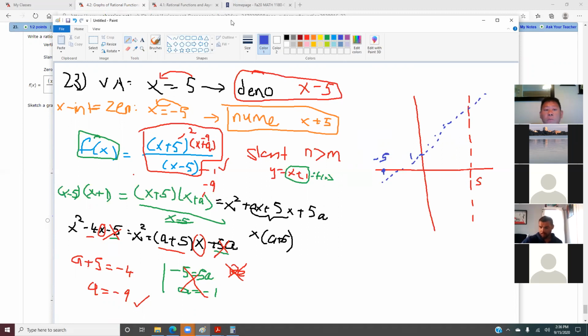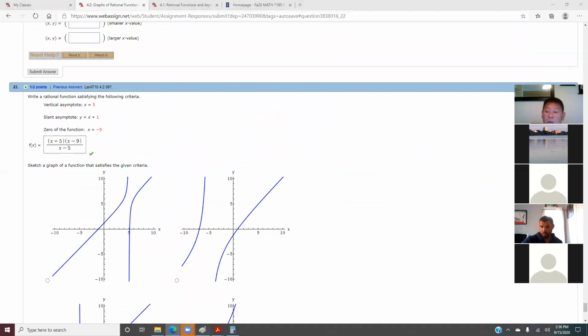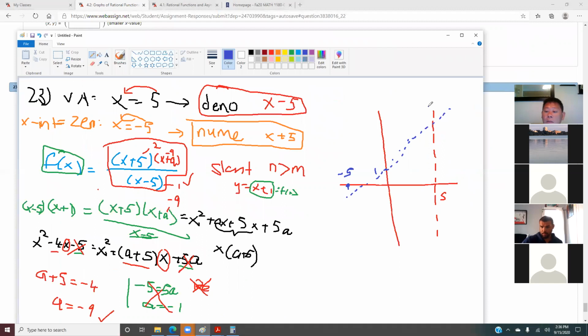So it should look something like this. Oops, sorry. Should look something like this. And I think the other one should be, let's see. One looks something like this. No, this one doesn't cross over here. I think the other one goes up.